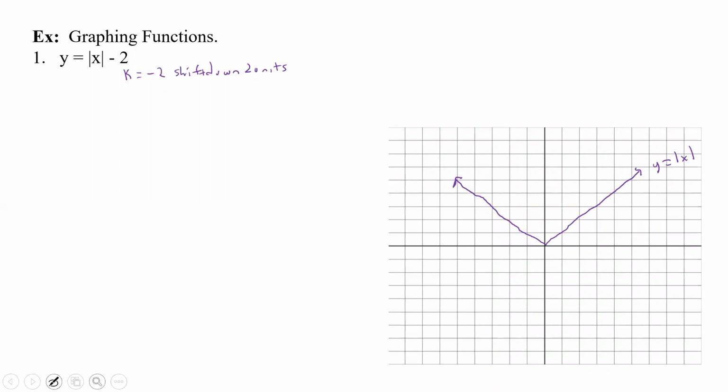Okay, now let's get a different color. And now we're saying we're going to shift the whole thing down by 2. So, this point comes down 1, 2. This point comes down 1, 2. This point comes down 1, 2. And you can kind of see 1, 2. And then maybe if we go over here, 1, 2. And so now we get something that looks like that. And that's our y equals absolute value of x minus 2. Okay, so we've just shifted the whole thing down by 2.